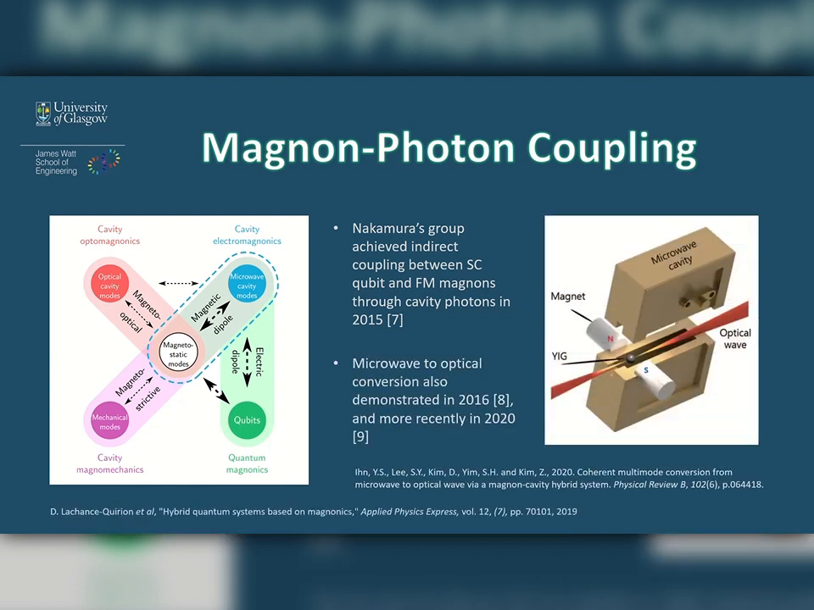Also, Nakamura's group in 2016 showed that by taking advantage of the Faraday effect, microwave to optical conversion could be achieved. And this has been demonstrated again in 2020 by Kim's group, where they did this not just for the Kittel mode, but also for the higher order spin wave modes. So we can imagine here the foundations of potentially being able to couple superconducting qubits to optical light. And if that could be achieved, then the foundations of a quantum internet are in place.